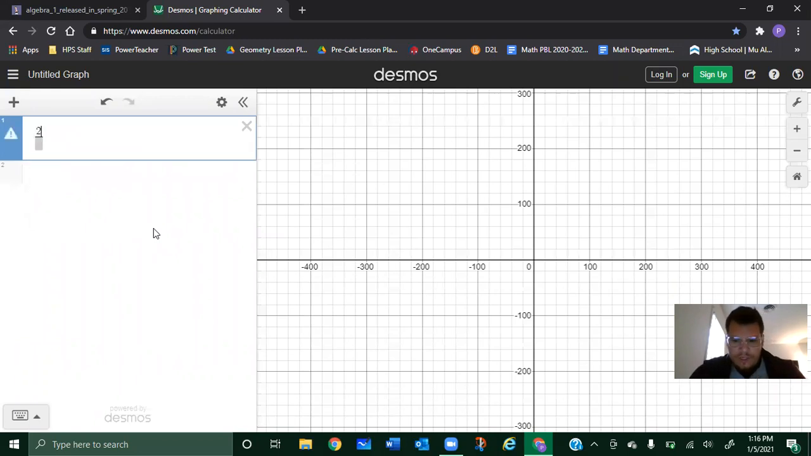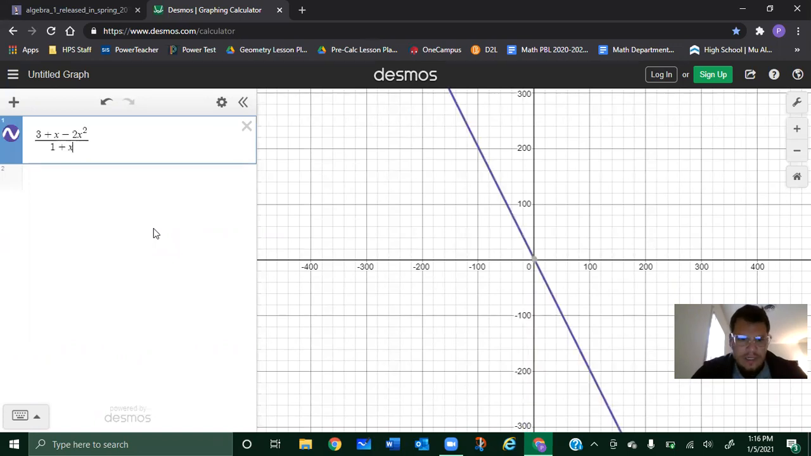Okay, so 3 plus n. And remember, it's probably not going to like n. Let me type x instead. Minus 2x squared over 1 plus x. So it graphs something already, okay? So remember, we're looking for something that would cover the graph.